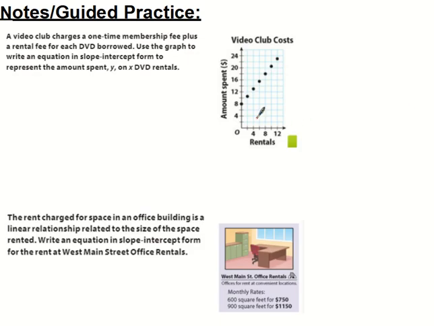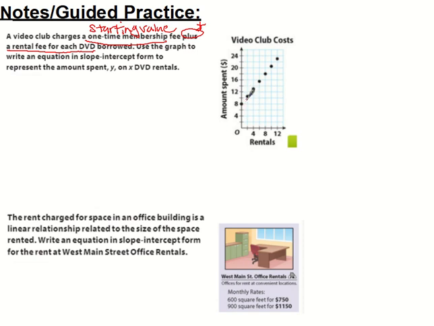So let's move on. A video club charges a one-time membership fee plus a rental fee for each DVD borrowed. Use the graph to write an equation in slope-intercept form to represent the amount spent Y on X DVD rentals. So the really nice thing is it kind of tells us, here's my one-time fee. Remember, that's kind of like our initial value, right? Our starting value. And then it even tells us that we're going to add a rental fee for each DVD. So it kind of tells us all the pieces we need, which is really nice.